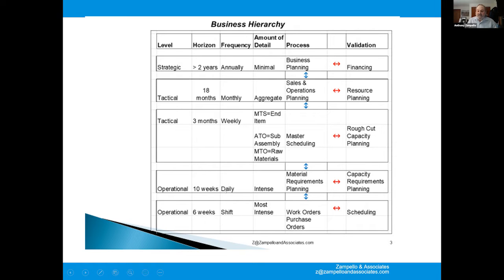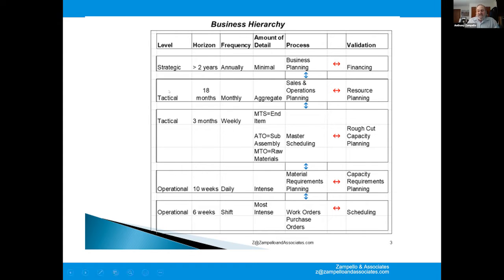future. Now, the numbers on here are rules of thumb and not going to be the same for every single company, but it's the example that we use throughout just so we're all on the same page when we're talking.